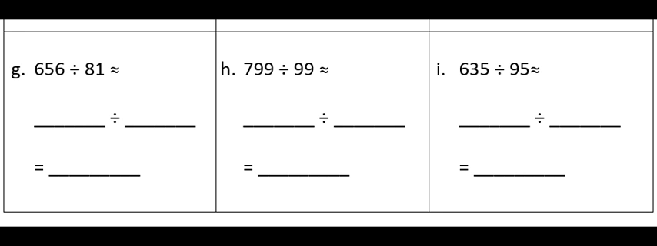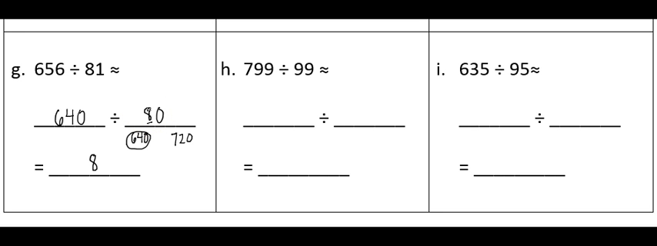Let's look at one more section. Here I have 656 divided by 81. 81 is going to round to 80. I'm going to think of my multiples of 80 that are close to 656. Well, I know if I take 8 times 80, that would give me 640. 9 times 80 would be 720. So 640 is the closest to 656. And now 640 divided by 80 is 8.